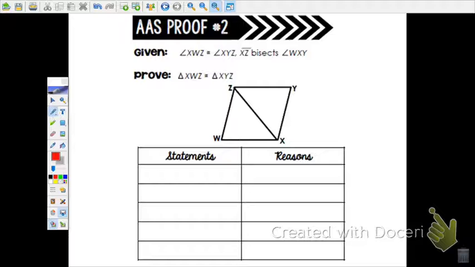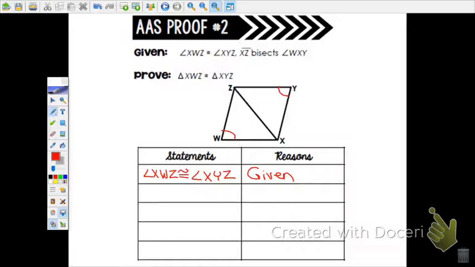Last proof for the day. First given, angle XWZ is congruent to angle XYZ. That is given. So I'm going to mark it in my picture, angle W and angle Y.